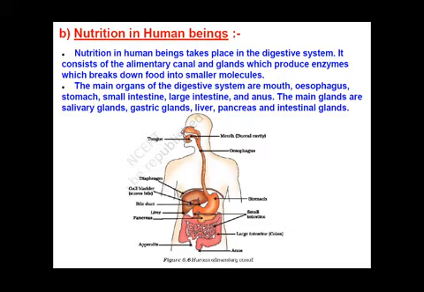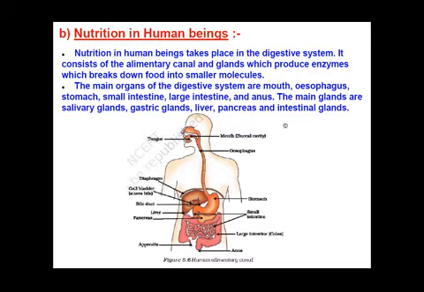Nutrition in human beings takes place in the digestive system, we all know it, and our digestive system consists of the alimentary canal and different glands. These glands produce enzymes, and these enzymes help in breaking down the complex food whatever we eat into smaller molecules, so that these smaller molecules can be easily digested and then absorbed by our body.